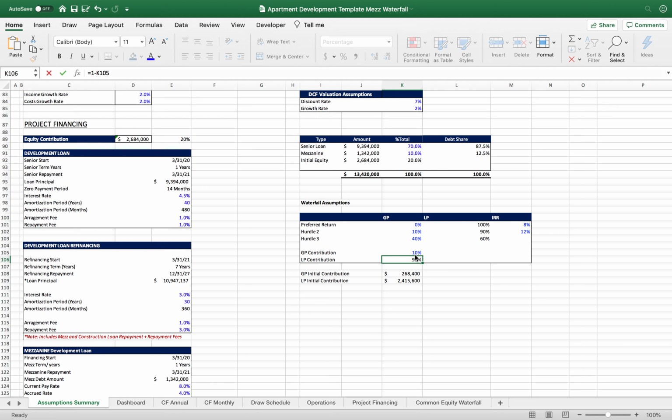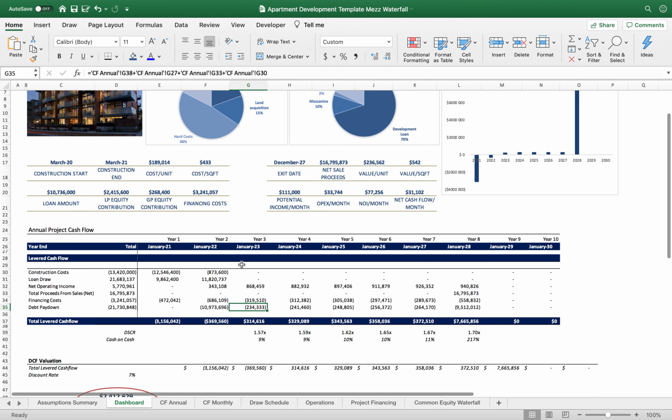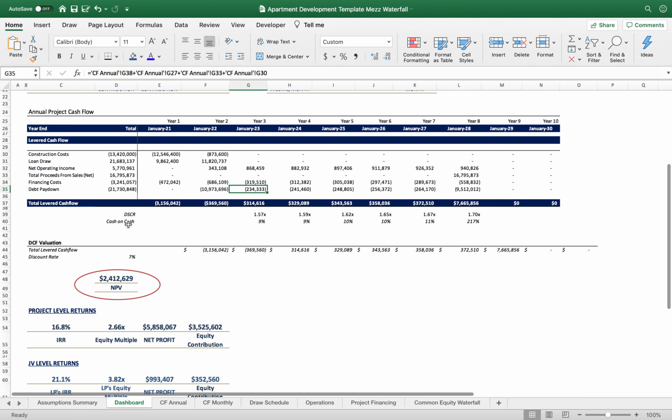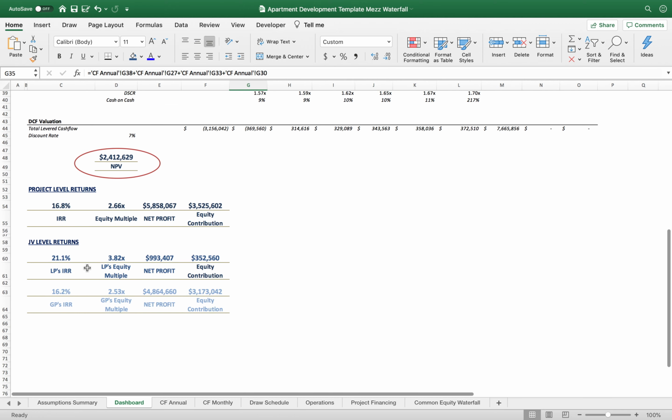And the dashboard. Let's move to the dashboard. Here I have included some charts, the main details of investment, annual cash flow, DCR, cash on cash, a little NPV calculation, and present you the main metrics like IRR, equity multiple, net profit, equity contribution, both on the project level and the JV level for limited partners and general partners.